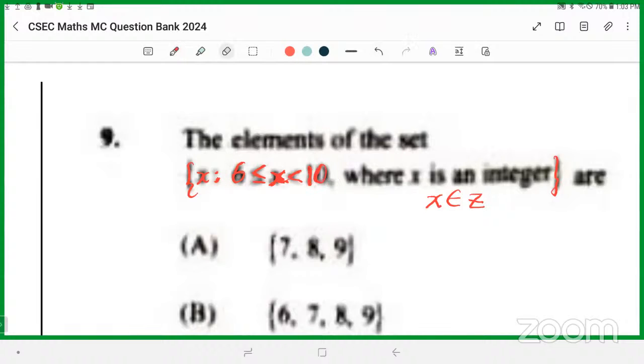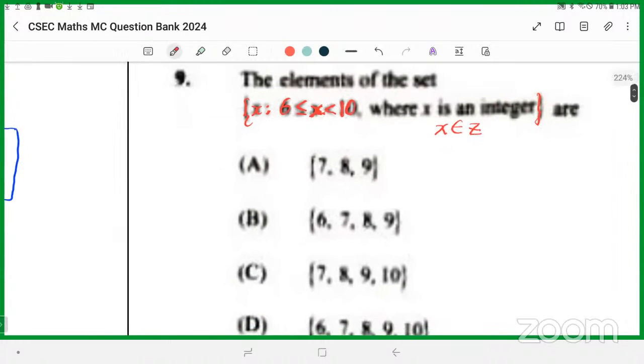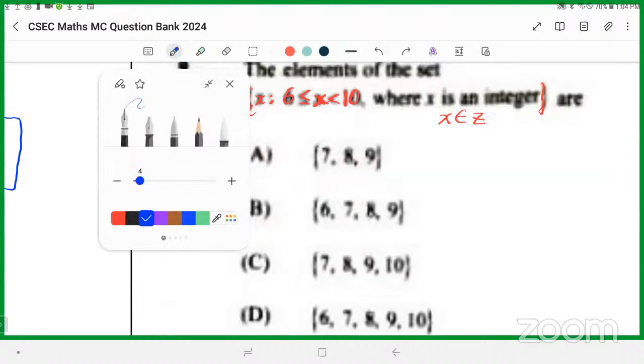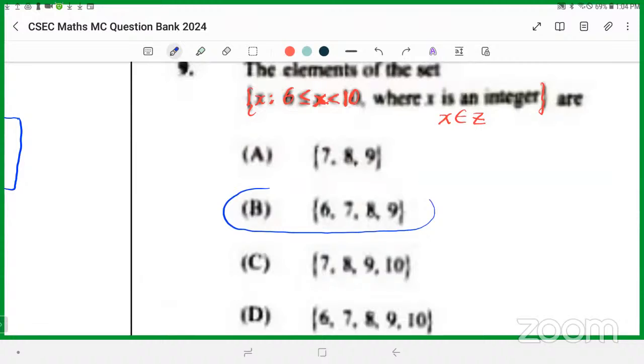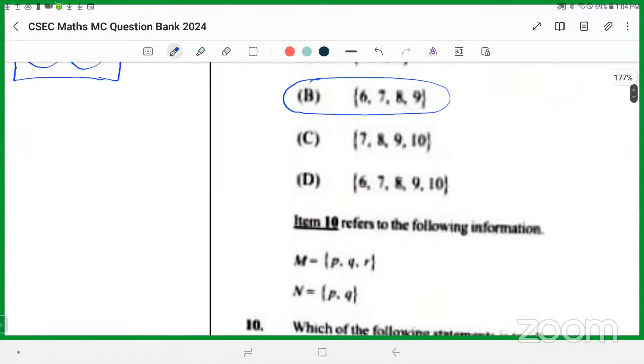So which of these is the answer? You have to include the 6, but don't include the 10, and don't miss out any value. So it looks like this one: 6, 7, 8, and 9. That's the answer. You have to include the 6, don't include the 10, and you're an integer, meaning a positive or negative whole number. So 6, 7, 8, and 9. That is the set. Cannot include the 10. All right, that is that.